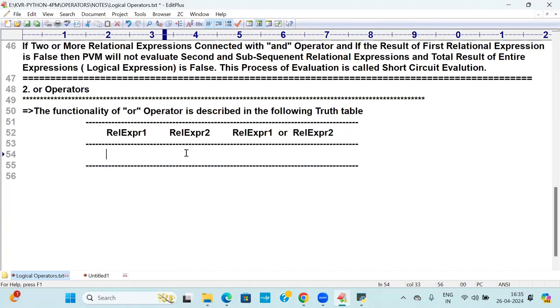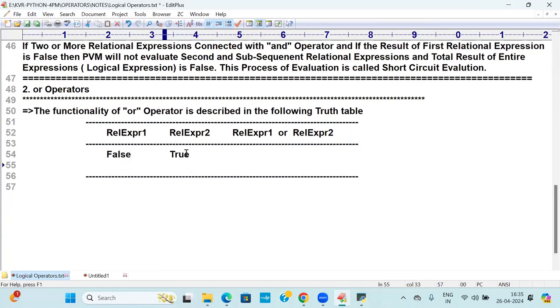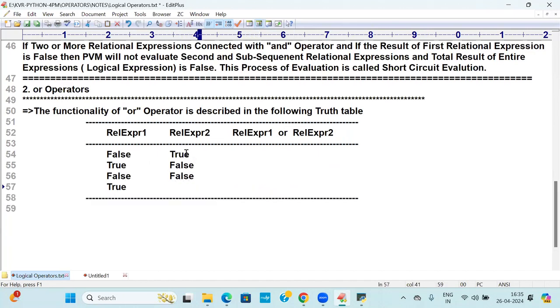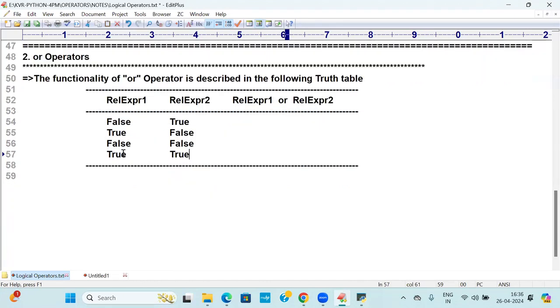The relational expression results are: false, next true, next true, false, next false, false, true, and next true. This is the data. Now students, I am using the OR operator. How simple it is.